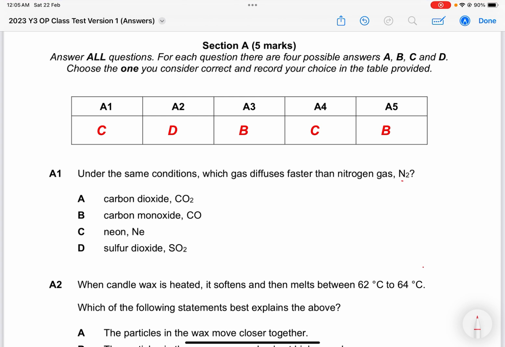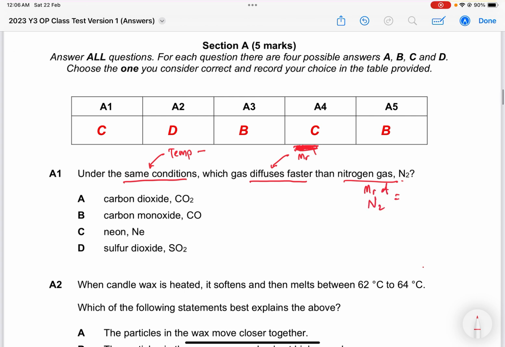Okay, so let's start. They say under the same conditions, which gas diffuses faster than nitrogen? So we know that we are looking at the rate of diffusion. If we're looking at the same conditions here, generally they are saying the temperature has no change. So how do you know whether something diffuses faster? There's actually only two factors: one is temperature, the other one is Mr. So since temperature remains constant, temperature cannot be the factor affecting the rate of diffusion, then this has to be about the Mr.